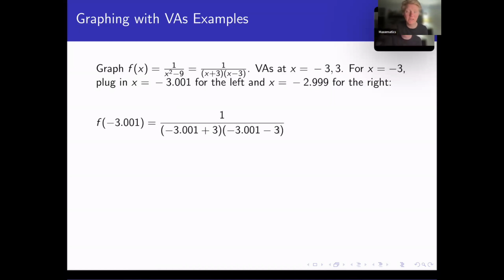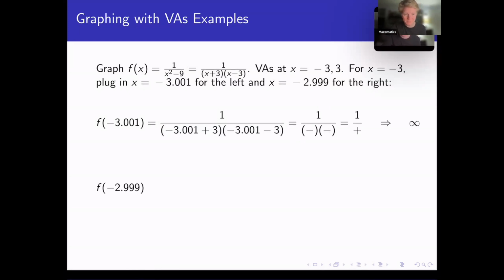And I again want to remind you, we don't care about the value, we only care about the signs. So forget about trying to calculate this thing. Here, negative 3.001 plus 3 is just negative, and negative 3.001 minus 3 is also negative. So 1 divided by a negative times a negative, well, negative times a negative is a positive. So in total, positive infinity.